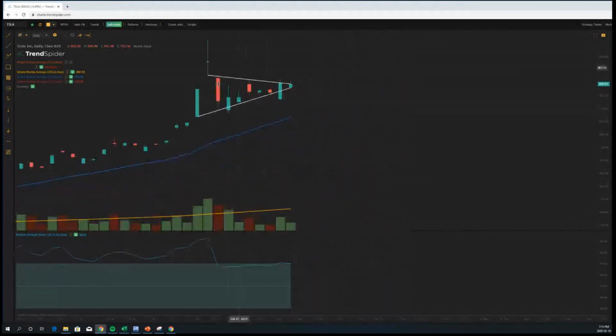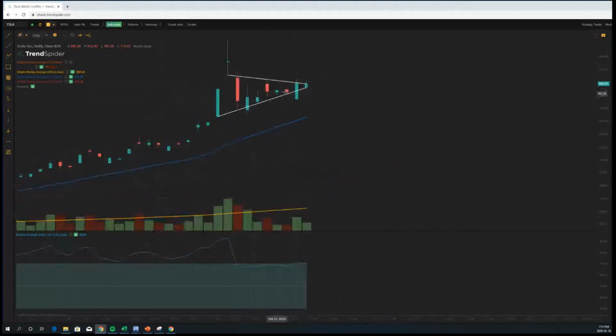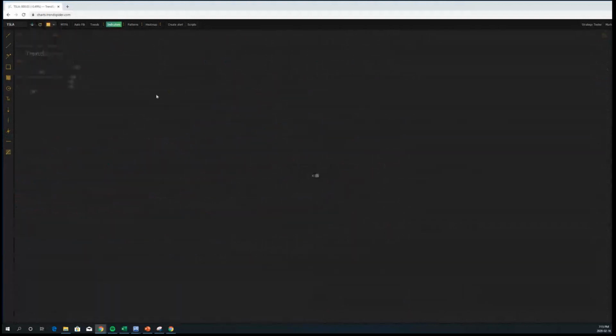But anyway, right now it is actually looking good to go long again, and with proper risk management you could use, well, let's zoom in on the smaller time frame first. So the 4-hour time frame.